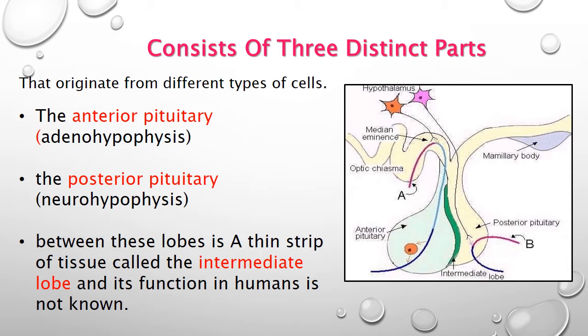The anterior pituitary is the adenohypophysis. Second, the posterior pituitary, on the posterior side, we can call the neurohypophysis. And between the two lobes, anterior and posterior, there is a single thin strip of tissue called the intermediate lobe. The function of the intermediate lobe in humans is not known. So these are the three parts.